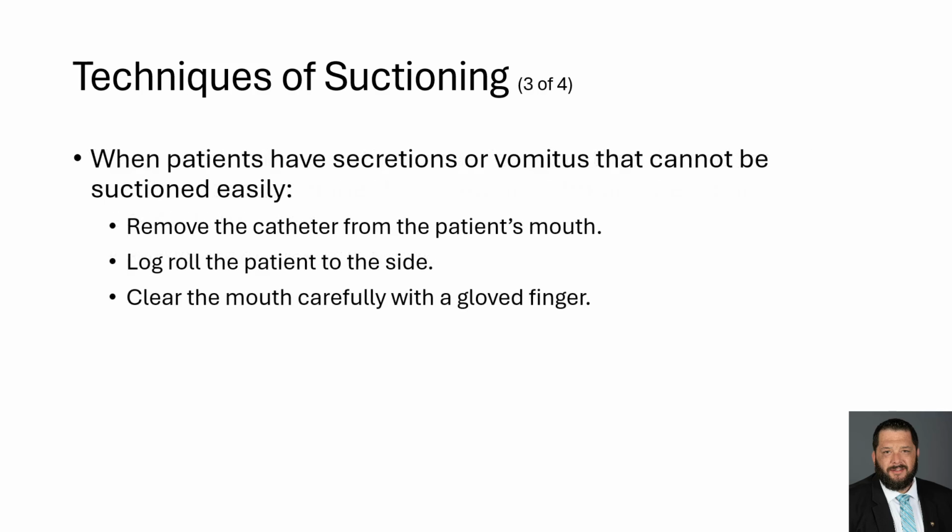When the patients have secretions or vomitus that cannot be suctioned easily, you can remove the catheter from the patient's mouth, log roll the patient onto the side, and carefully clear the mouth with a gloved finger or using the rigid tip suction device catheter.